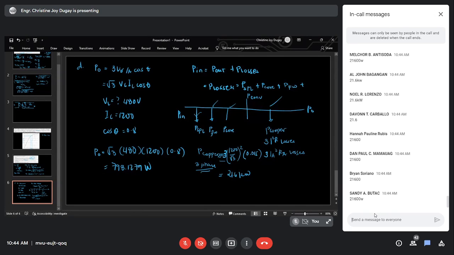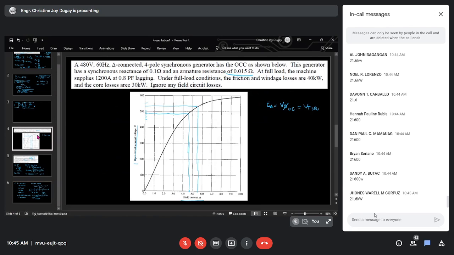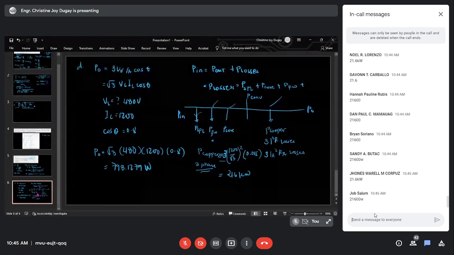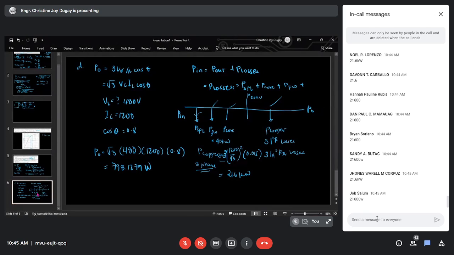So, okay na tayo. May copper losses na tayo, may core, friction, windage. So, P input. Ano ulit ang friction and windage natin? Ang sabi dito is 40 kilowatt, at 30 kilowatt ang core losses. So total P input natin is equal to P output, which is 798.1279 watts plus 40 kilowatt plus 30 kilowatt plus 21.6 kilowatt. So what is now the total P input?